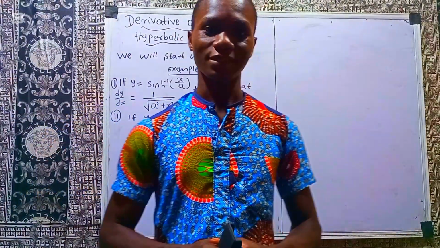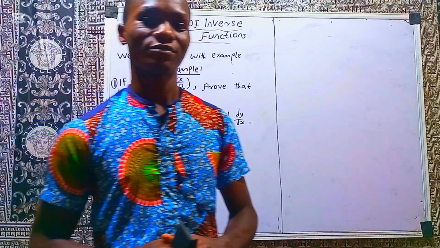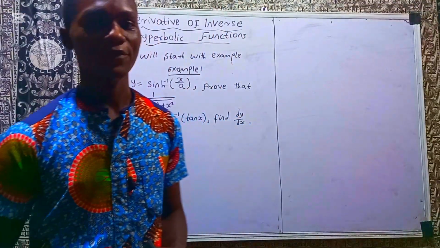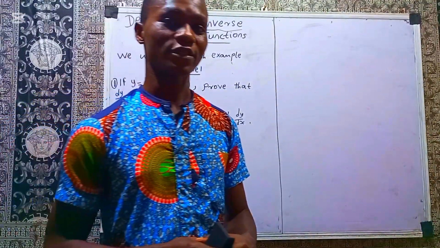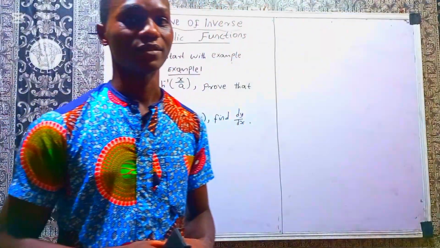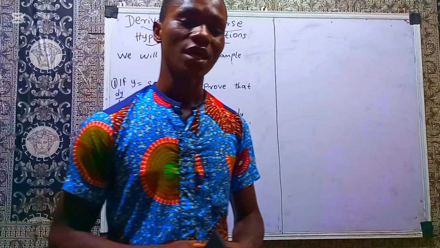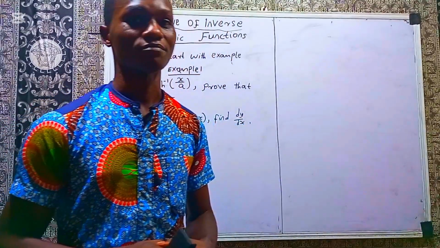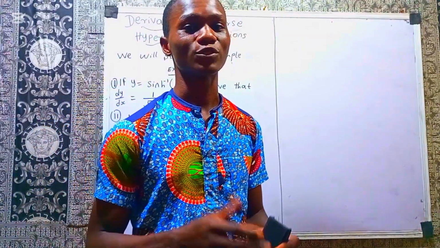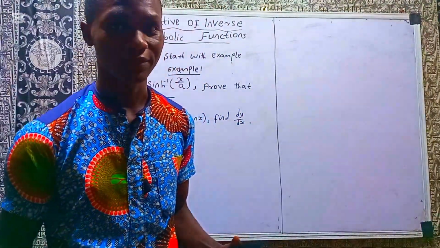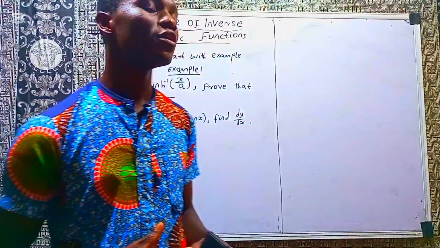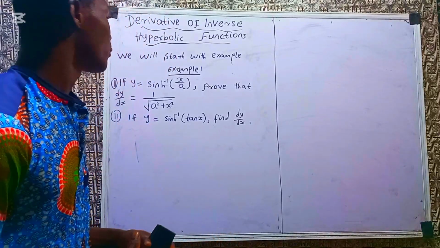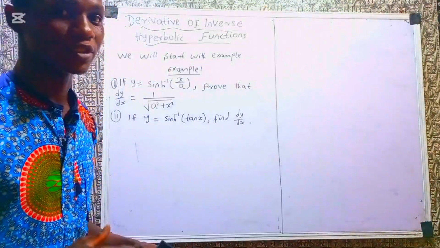This is mathematics class, and today we have this interesting topic to consider: derivative of inverse hyperbolic functions. In our previous class we studied the derivative of hyperbolic functions, and I wrote down some examples of hyperbolic functions, and we saw their respective derivatives, and we considered some examples. But in this class, we want to see how we can differentiate inverse hyperbolic functions. I'm going to show you that using examples.